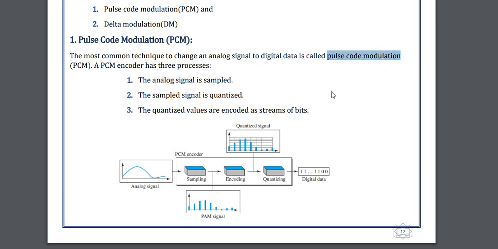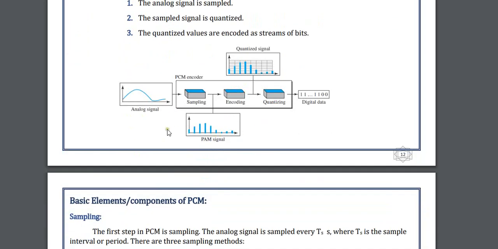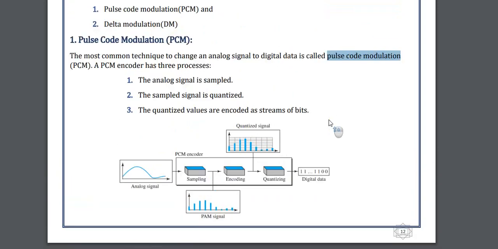A PCM encoder has three processes. The analog signal is sampled, and then the sampled signal is quantized, and then the quantized value is encoded as a stream of bits. First of all, here is the analog signal, then we are sampling it, then quantizing, then encoding, and then it is converted into digital data. This is how PCM works.